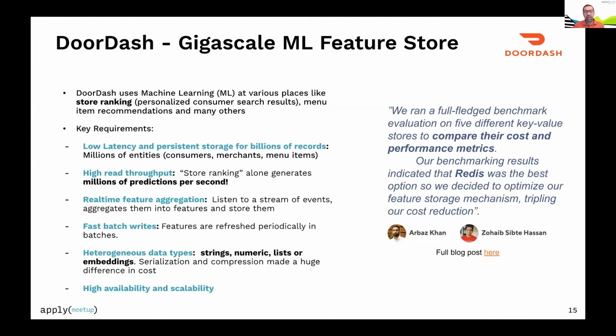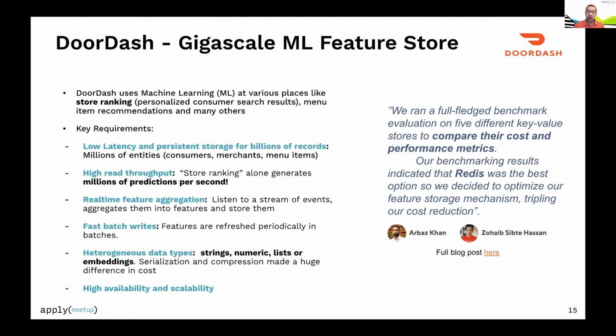As you may expect, these guys use machine learning in many different places. One of their key use cases is what they call store ranking, which you can think of as personalized consumer search results. Given millions of consumers, millions of merchants, and millions of menu items in a store, they need low latency, persistent storage for billions of records. Not only that, the store ranking use case generates millions of predictions per second, so that is extremely high throughput.